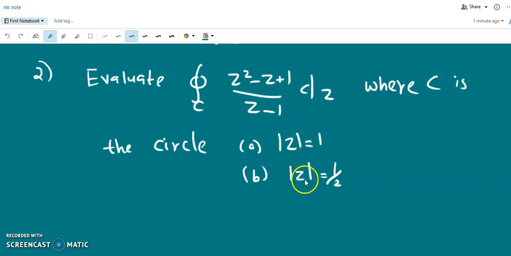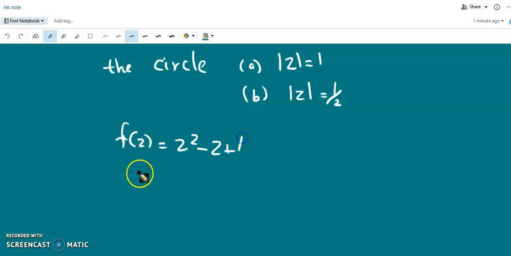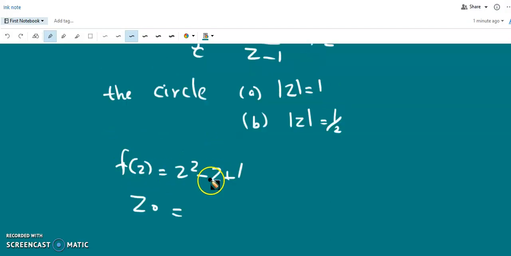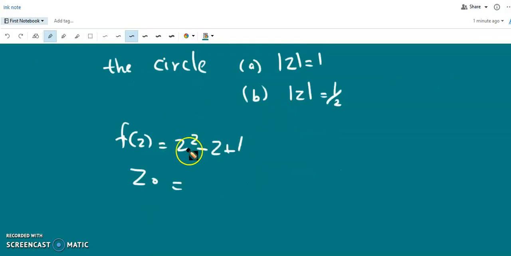There are two contours given. We have to integrate it over the first contour, mod z equal to 1. And this is our function f of z divided by z minus z0. From this we can see that f of z is equal to z square minus z plus 1, and z0 is 1 here. Now we are integrating it over the first contour, mod z equal to 1.